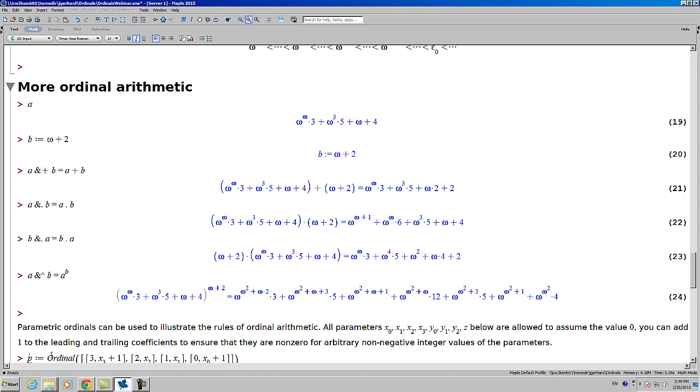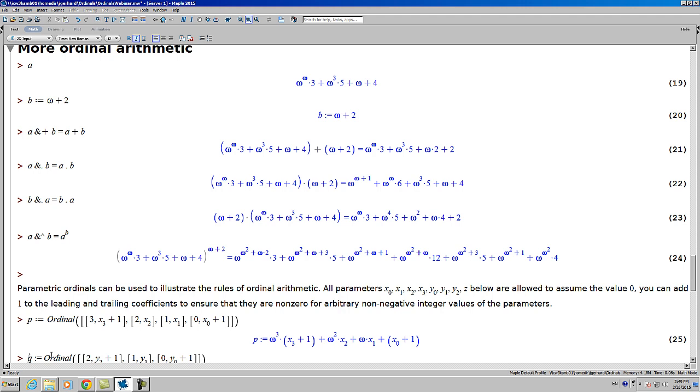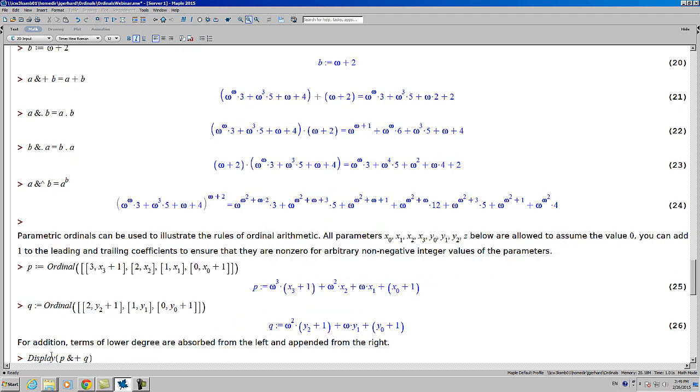We can actually use parametric ordinals. So what we use here are parameters x0, x1, x2, x3, y0, y1, y2, and z to illustrate how the multiplication works. So the rules that I just showed you are not just special cases, but they hold in general. I've also written a little routine here called display, which will do automatically what I've done before. So it will display the inert, the not executed sum first, and then on the right hand side it will display the result of the execution, or actually sometimes even in a line below if things don't fit on the same line.